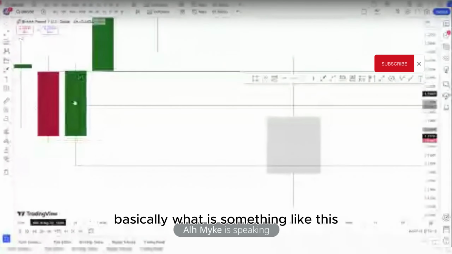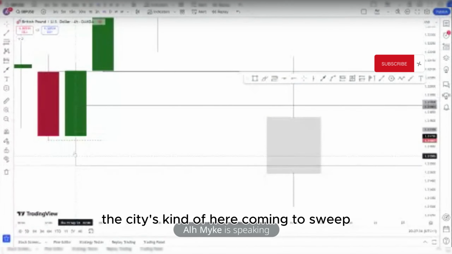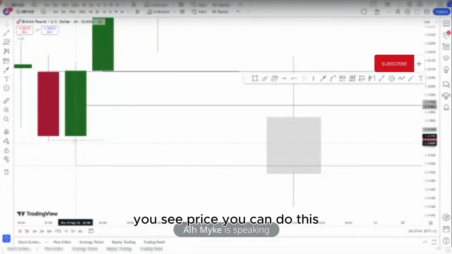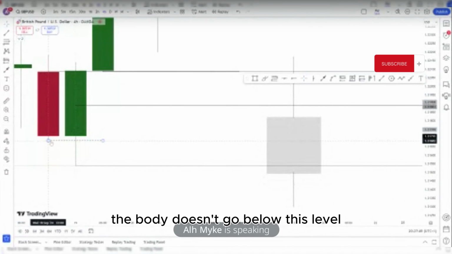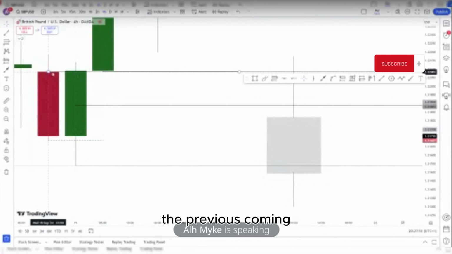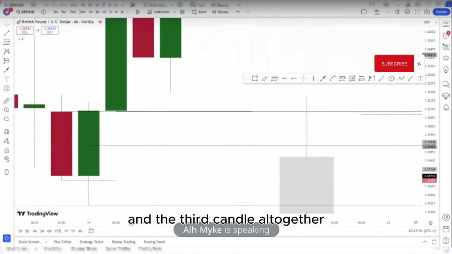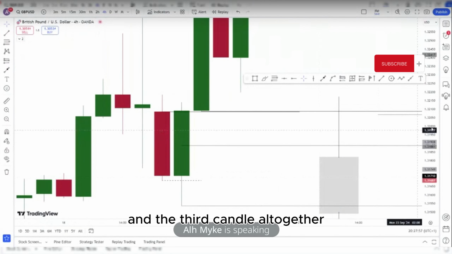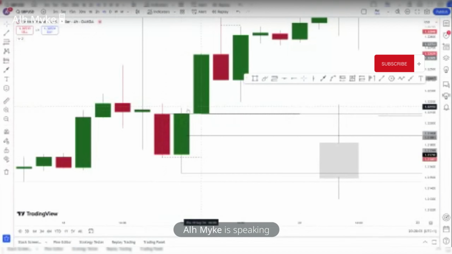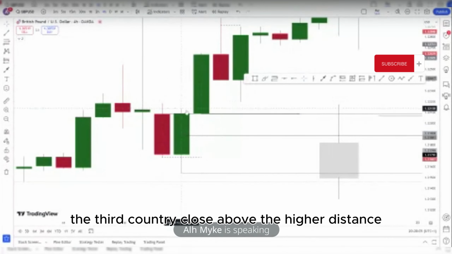Once you see something like this, because see this candle here coming to sweep the low of this candle. What I'm saying is that liquidity exists at every candle low. You see price sweeping this. The wick of the candle is the only thing below when the candle closes. The body doesn't go below this level. The upper body closes above the high of the previous candle. And the third candle closes above the high of these two. That is the important part.